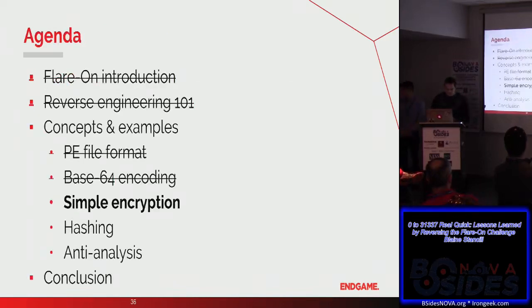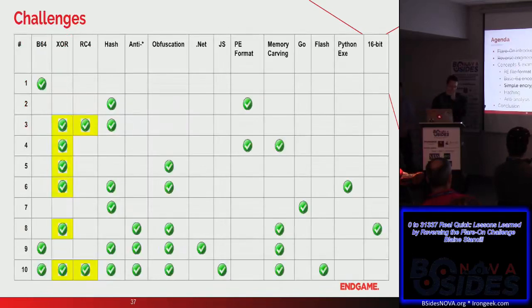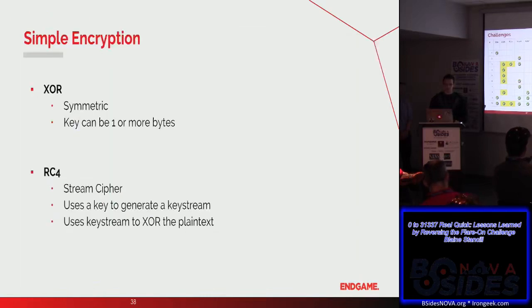Alright, now that we've covered Base64, let's talk a little bit about simple encryption. Encryption was employed quite heavily throughout the challenge. It's not too terribly complicated, which is why I call it simple encryption. The main forms of encryption used were XOR and RC4. XOR encryption is a simple symmetric form of encryption. The same key that encrypts something can decrypt it, and the key can be one or more bytes. RC4 is just a little step up.